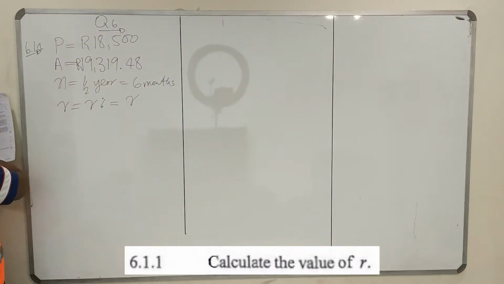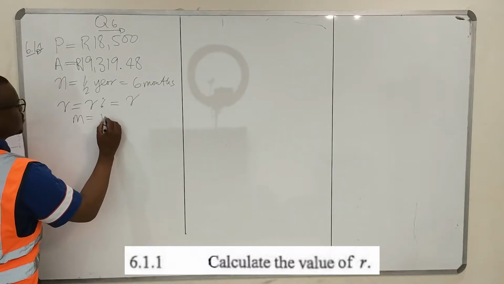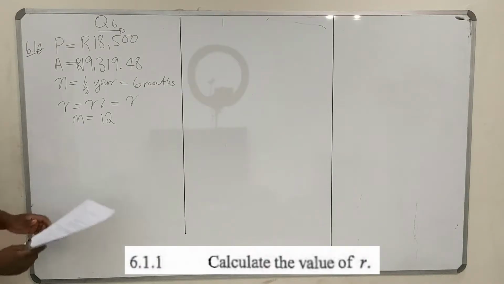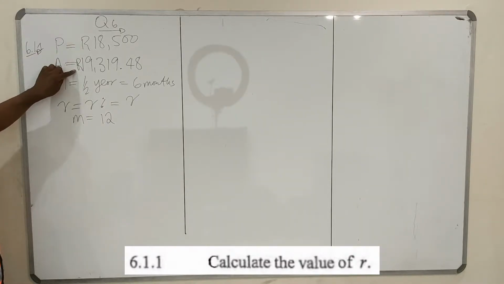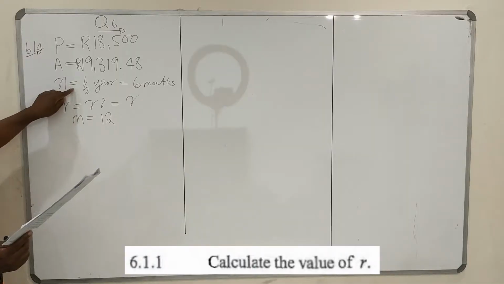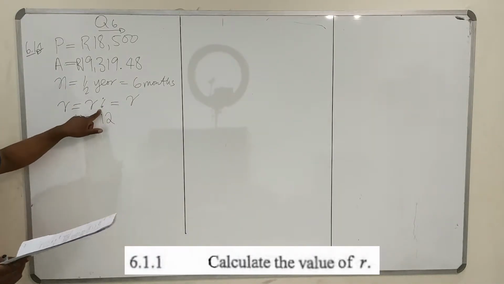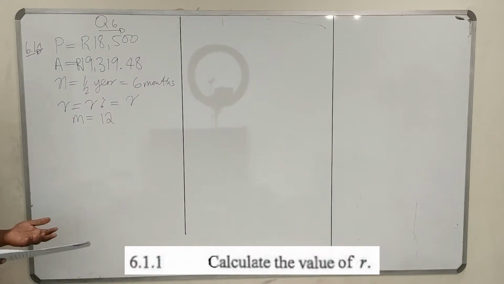It's R. And the compounding is what? It's monthly, so there are 12 months in a year. So we are told that our friend invested 18,500 into a savings account, and then that savings account accumulated to 19,319 rands 48 cents over a period of 6 months, or half a year, and it was compounded at R% per annum compounded monthly. So they're asking you, what is the interest rate?